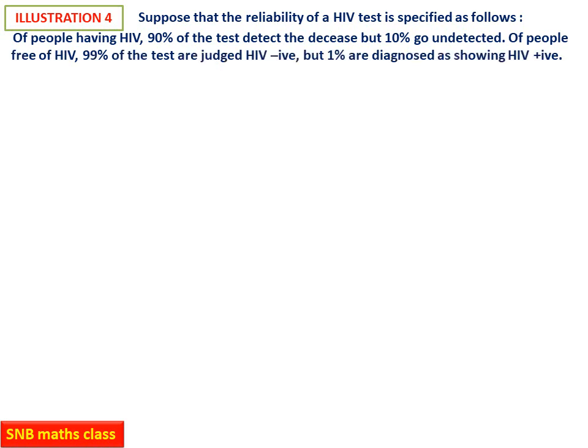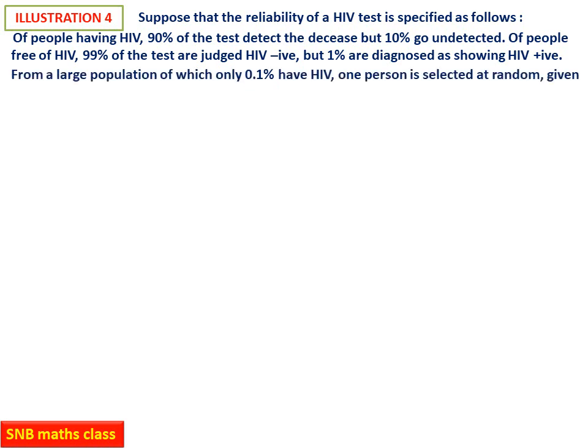Of people free from HIV, 99% of the tests are judged negative. That means if you take 100 healthy persons, among them 99 people get a negative report, that means no HIV. But 1% get positive, though they are not having HIV. That's the meaning.